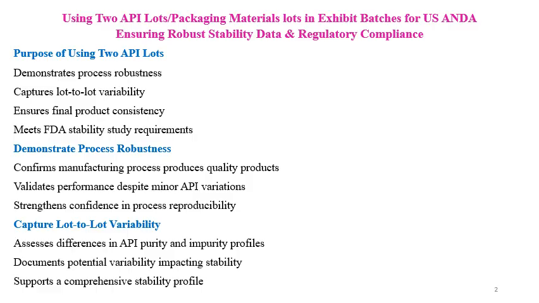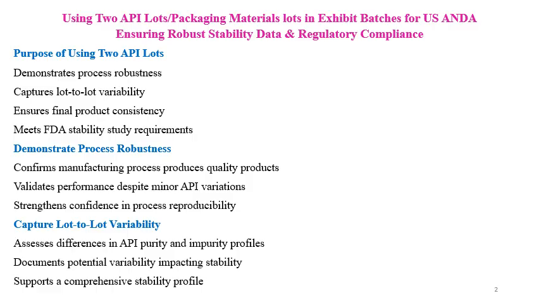The main requirement is that you can use two or more. It is not that only two lots can be used. Different lots, more than two, can also be used, but a minimum of two lots are required to manufacture the exhibit batches. Also, if the packaging materials affect the quality attributes of the formulation, then packaging lots are required to be used to pack the exhibit batches. It is required for ensuring robust stability and for regulatory compliance.